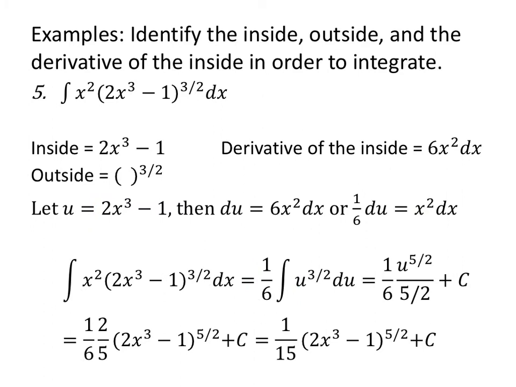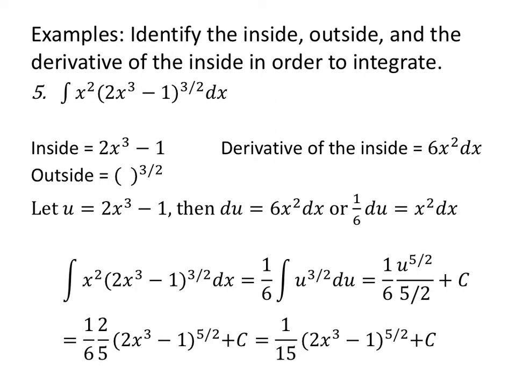The integral of x squared times 2x cubed minus 1 all to the 3/2 dx. My inside is 2x cubed minus 1. Its derivative is 6x squared dx, but I don't have an extra 6 hanging out. So I take this equation and I divide both sides by 6. So 1/6 du equals x squared dx.